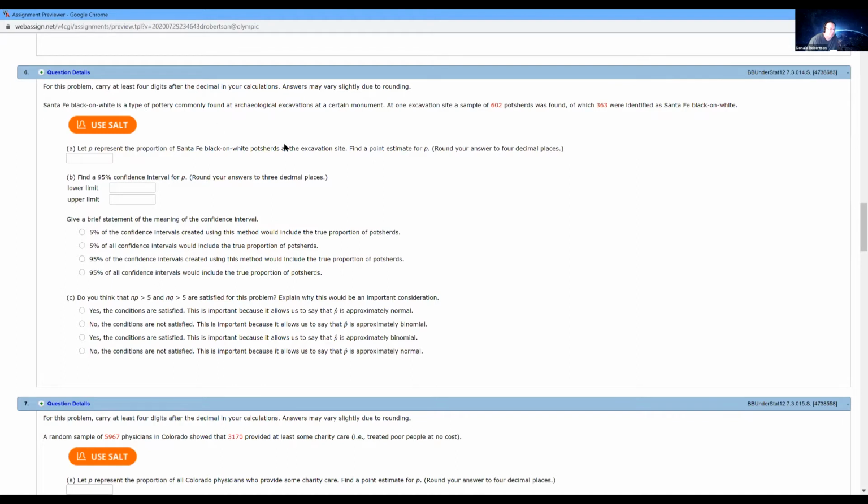Santa Fe black on white is a type of pottery commonly found at archaeological excavations. Where is she? Olivia, you with us? I lost her. Okay, she would probably tell us about that. I think I know what that is. Isn't that just a native pottery where there's a lot of black and white in it? I'm assuming. It's got the little zigzag things on it. Am I the only one who knows what that is?